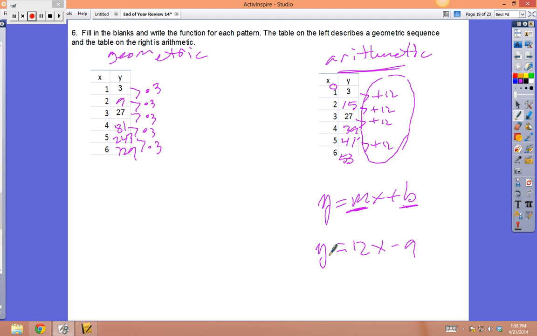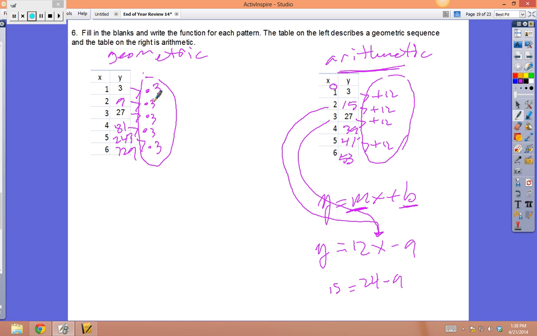So I think this is the rule. To find y, for example, let's try 2. 2 is x. You're going to take x and times it by 12. So 12 times 2 is 24. And then 24 take away 9 should give you 15. And it does, so that's the rule. Let's try 3. 3 times 12 is 36. 36 take away 9 is 27. So it works.